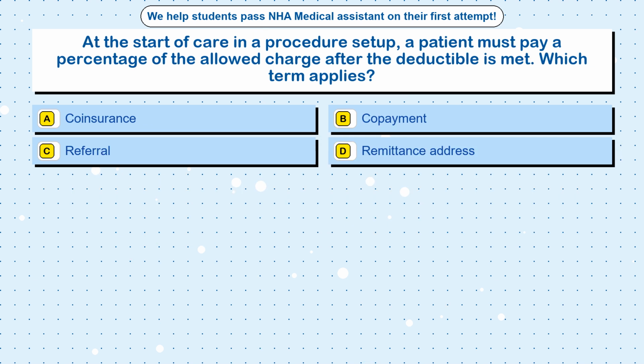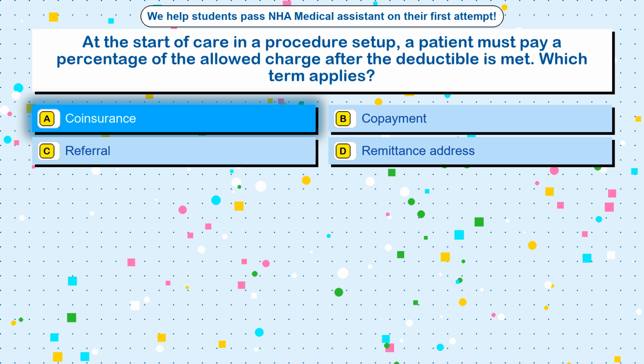Question 61. At the start of care in a procedure setup, a patient must pay a percentage of the allowed charge after the deductible is met. Which term applies? Option A. Coinsurance. Option B. Copayment. Option C. Referral. Option D. A remittance address. The correct answer is option A.